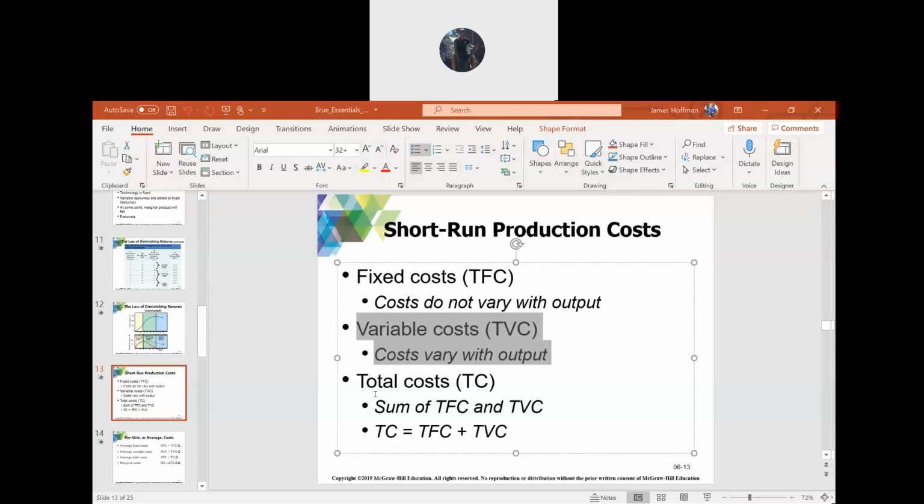Okay, then obviously total cost is you add the two together. Total cost consists of total fixed costs and total variable costs. So if you add your fixed costs, your investment costs, and your variable costs, depending on how much output you're producing, then that's your total cost. So how much you spend to start, and then how much you spend on labor.